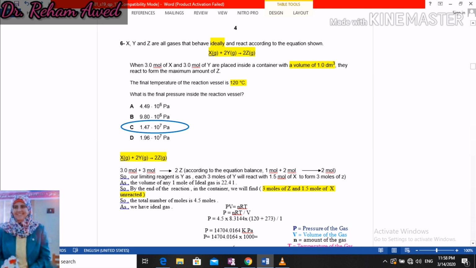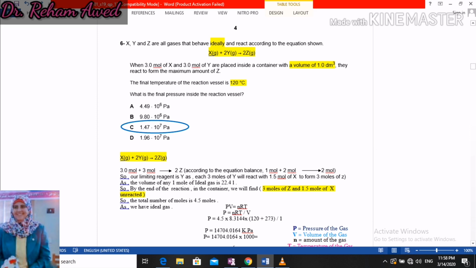1.5 mole of X is not included in the reaction because X is in excess. As we are talking about gases, we can calculate the total number of molecules of gas inside the container after the reaction. Inside the container after the reaction, we'll have 3 moles of Z and 1.5 mole of X unreacted. So the total number of moles is 4.5 mole.